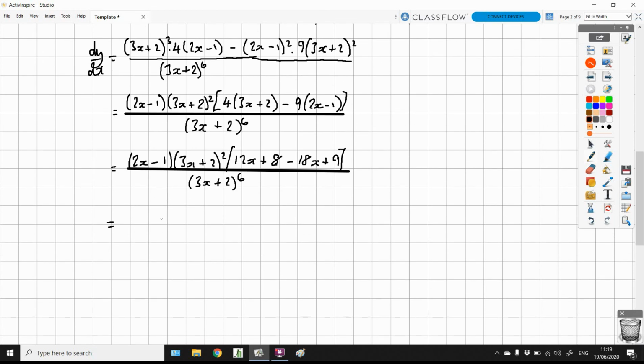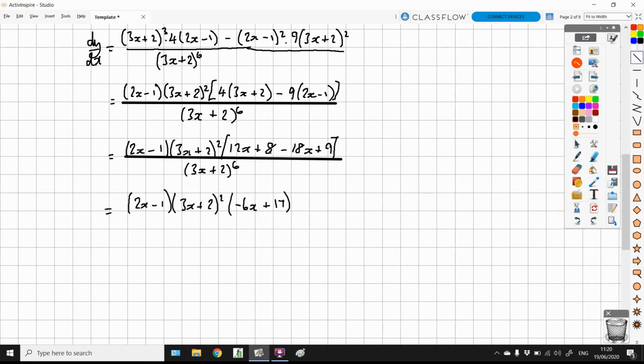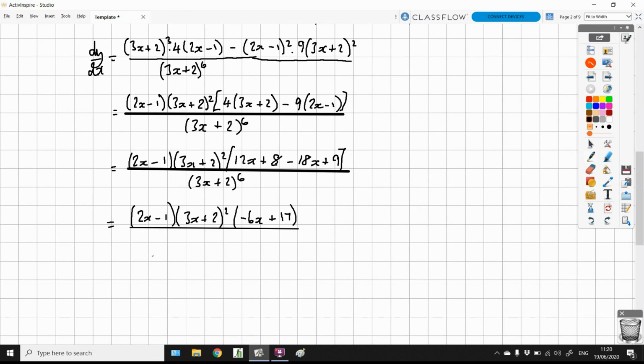We're nearly there. There's two basic steps to do now. First of all, let's tidy up the numerator a little further. I can now see that I've got negative 6x plus 17, and that is all over 3x plus 2 all to the 6.